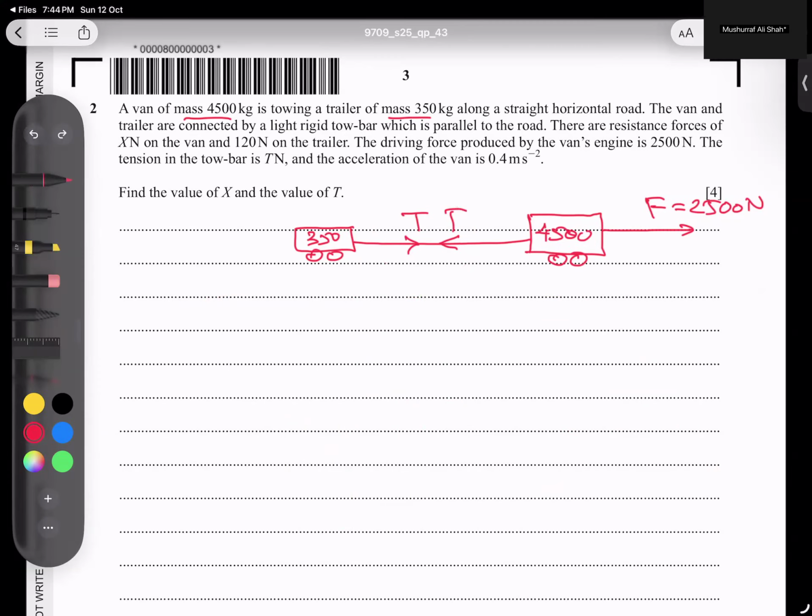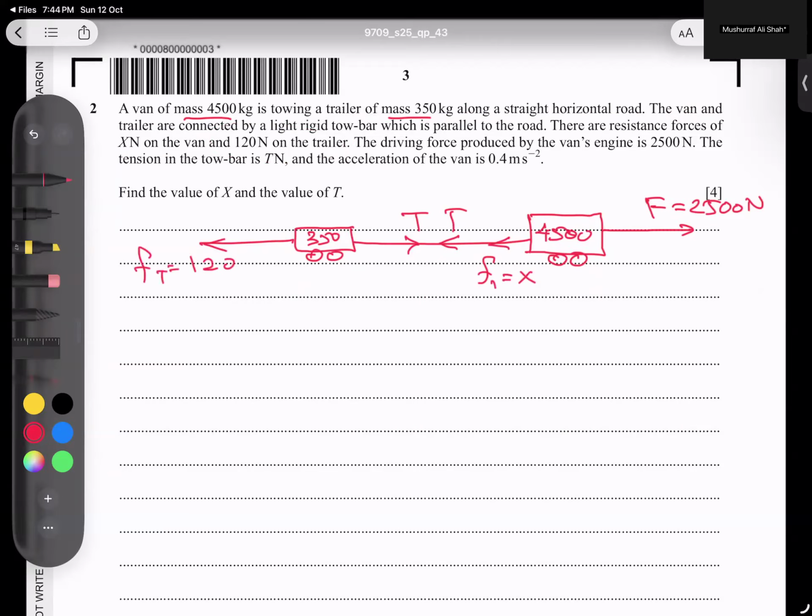So I think this part is clear. And now, the interesting part. When this is moving, the friction acting on the van is X. So you can see this friction acting on the van, I'm writing X newtons. And the friction acting on the trailer is 120. This is 120, friction acting on the trailer.